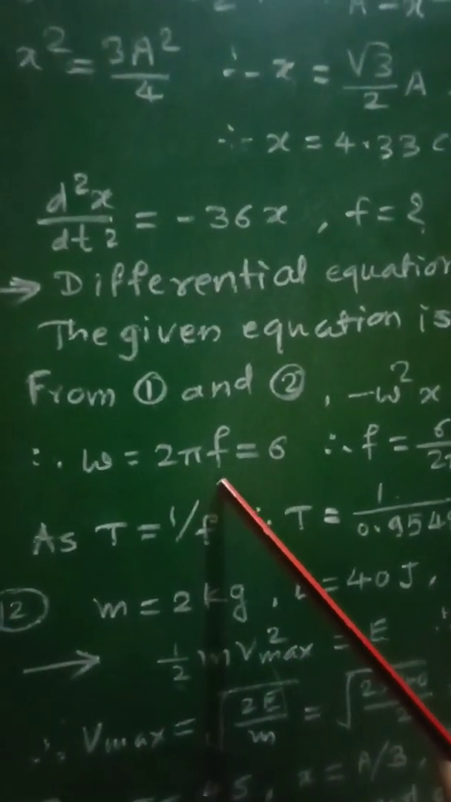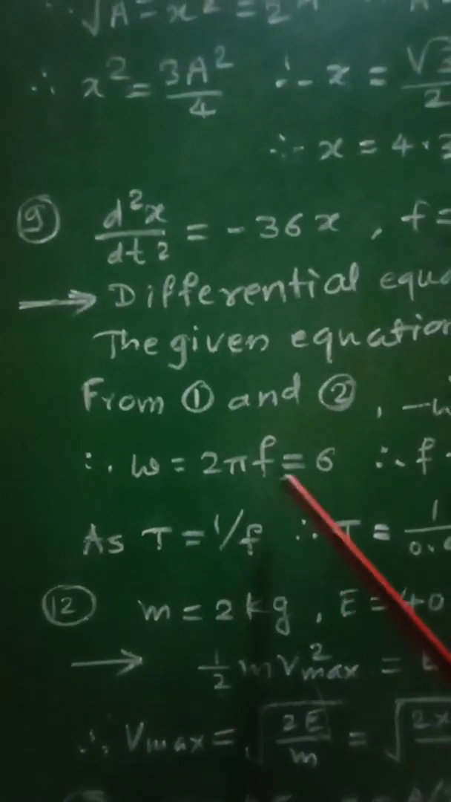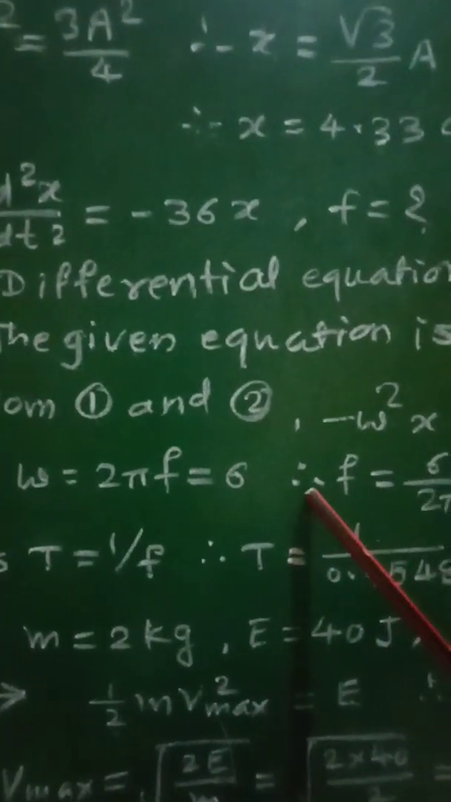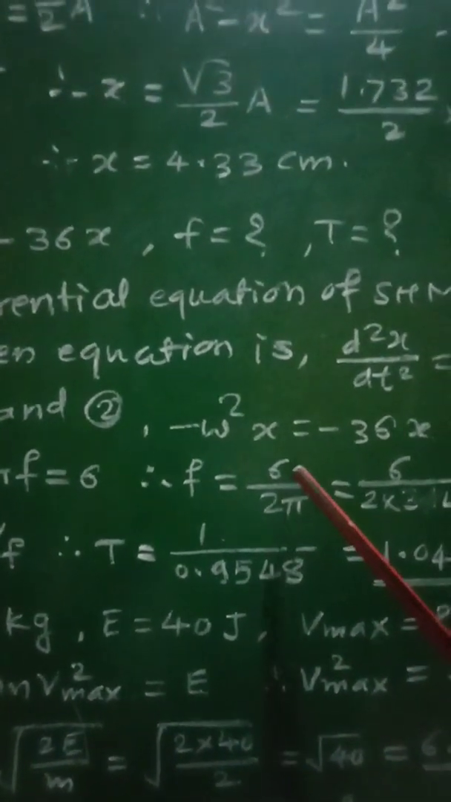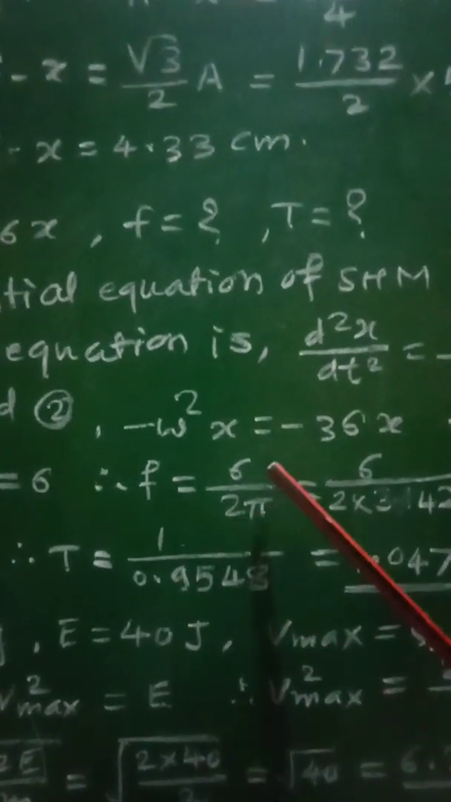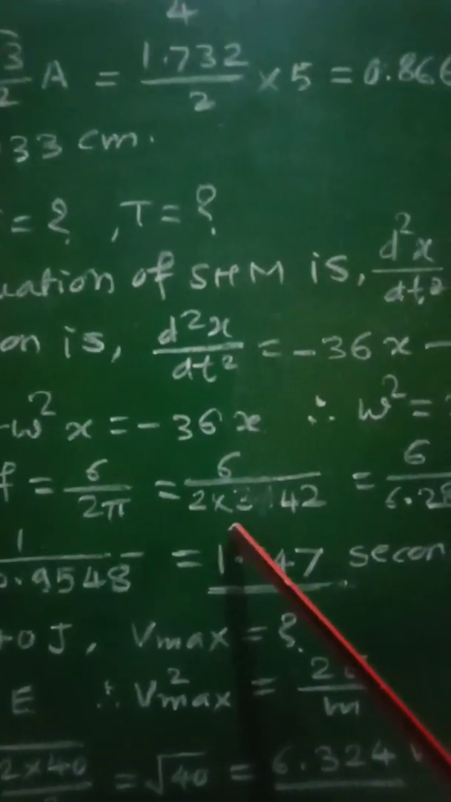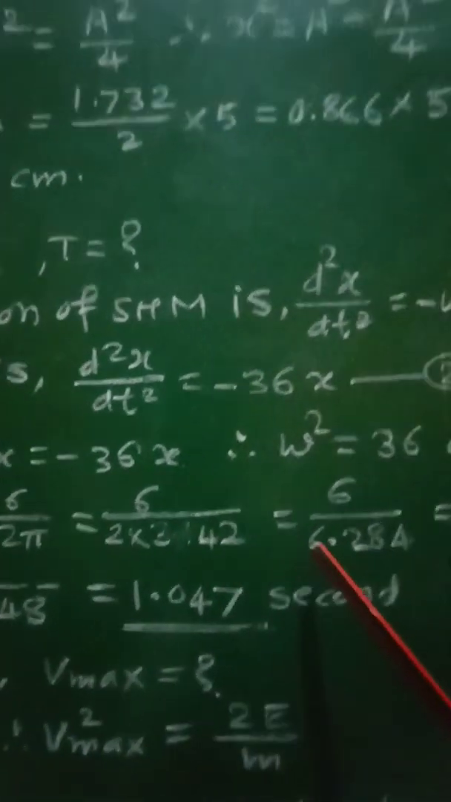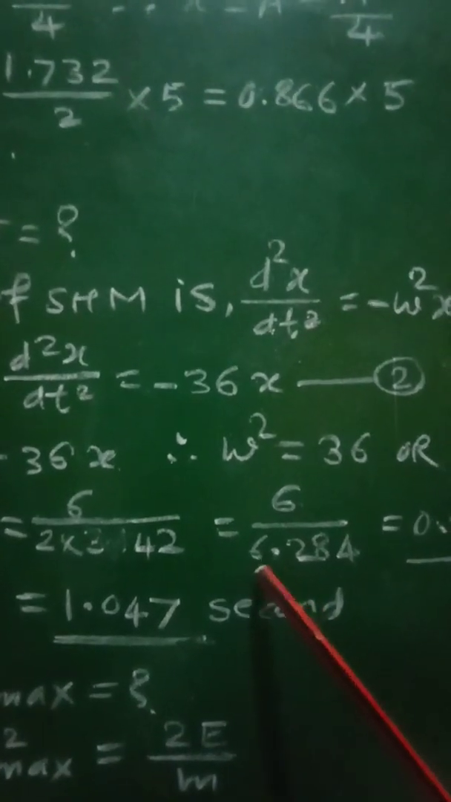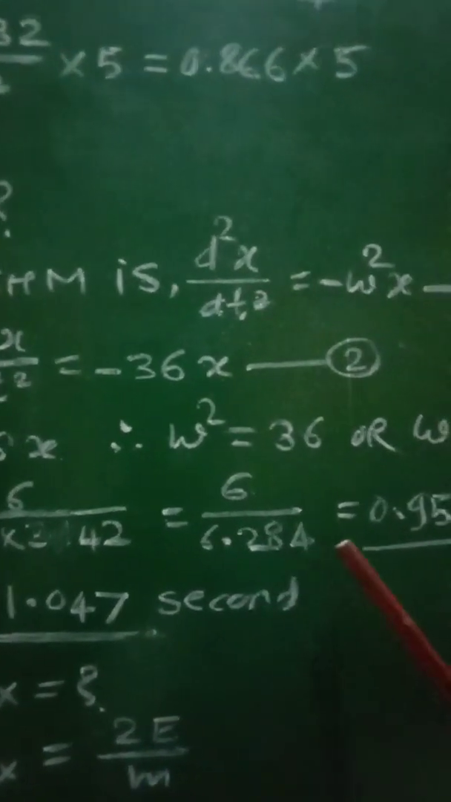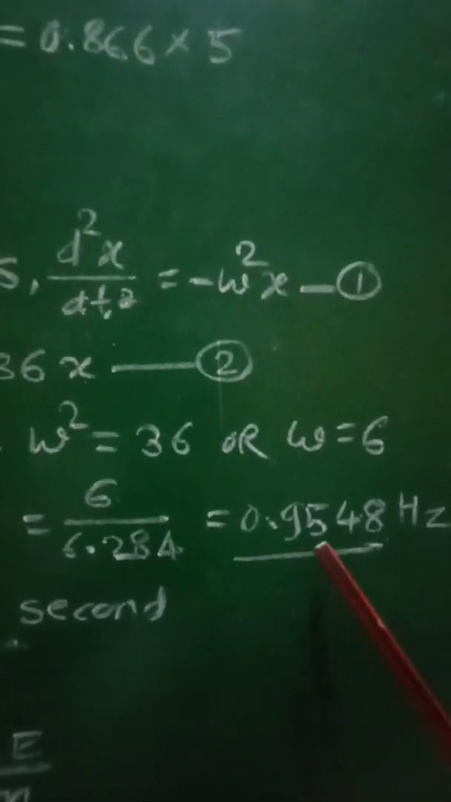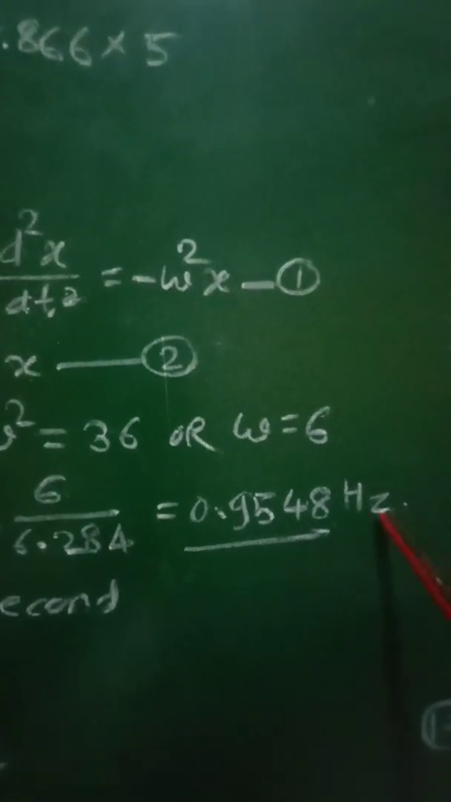But we know that omega is equal to 2 pi f, and that will be equal to 6. And therefore, as 2 pi f is equal to 6, f will be equal to 6 by 2 pi, that is 6 upon 2 into 3.142, that will be equal to 6 upon 6.284, which comes out to be 0.9548 Hertz.